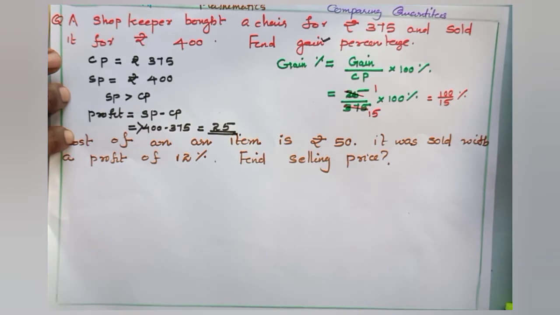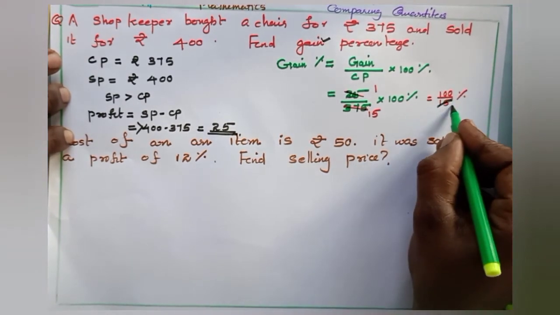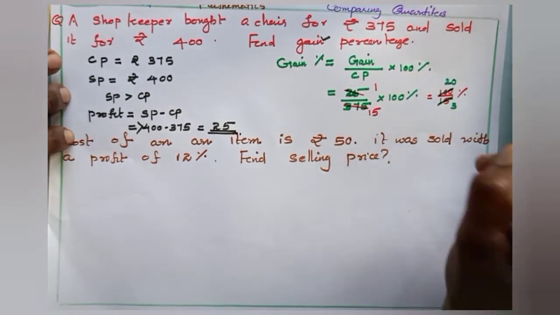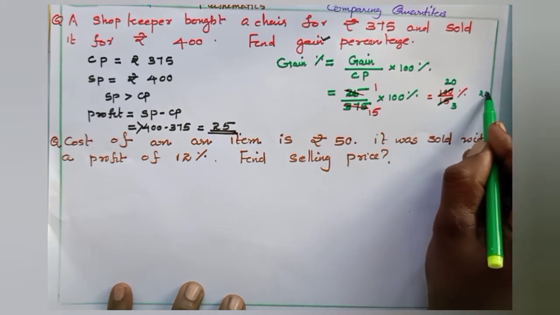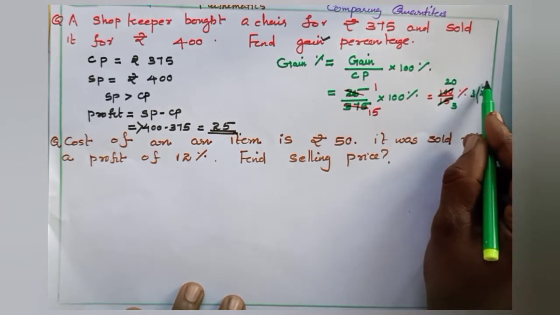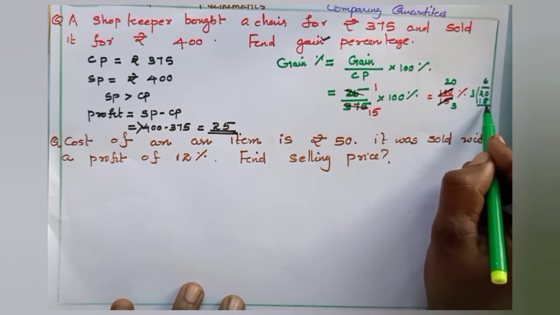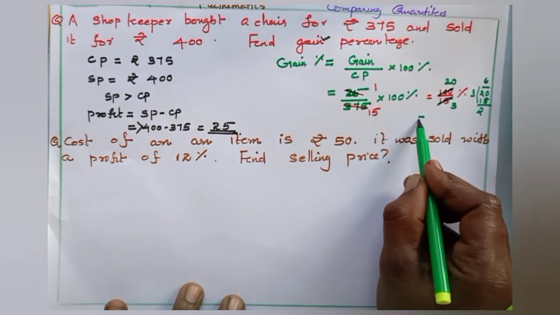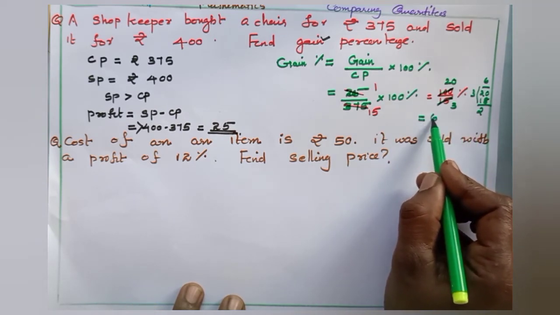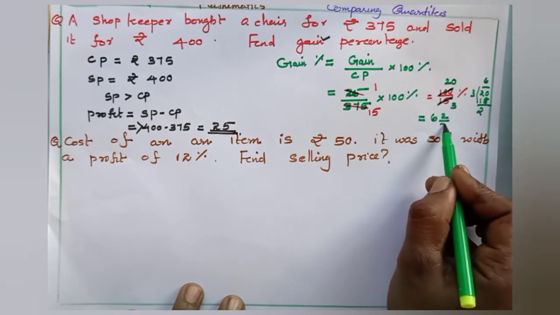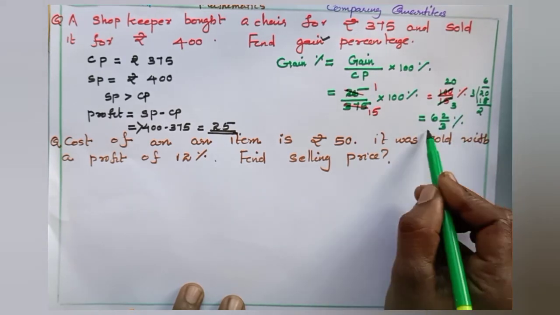Again we can reduce by 5. 3 fives are 15, 20 fives are 100. So we get 20 by 3. 20 divided by 3: 6 threes are 18, 2 balance. So we can write it in mixed fraction form, quotient and remainder by divisor, 6 and 2 by 3 percent.